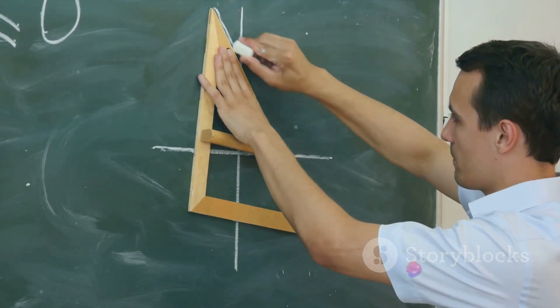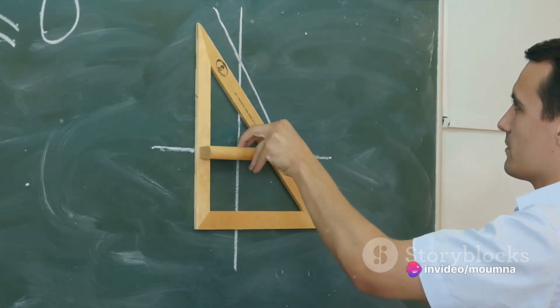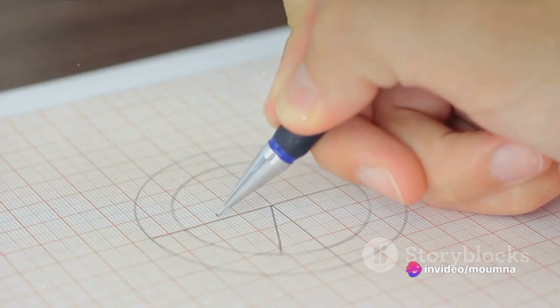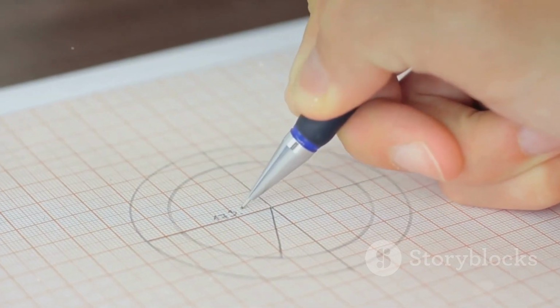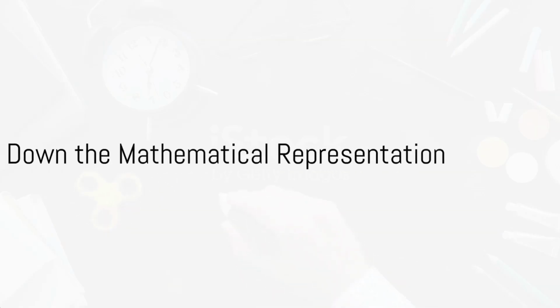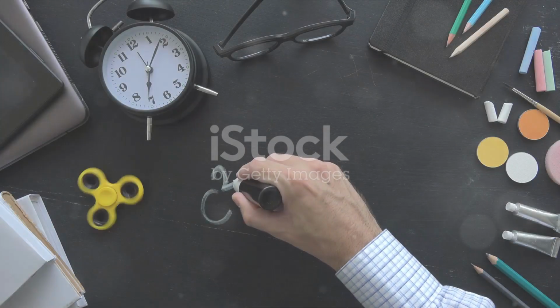So in essence, the Pythagorean theorem states, in a right-angled triangle, the square of the length of the hypotenuse is equal to the sum of the squares of the lengths of the other two sides. But how do we represent this theorem mathematically, you ask? Right, let's break it down.